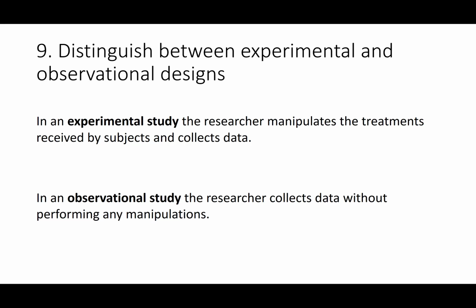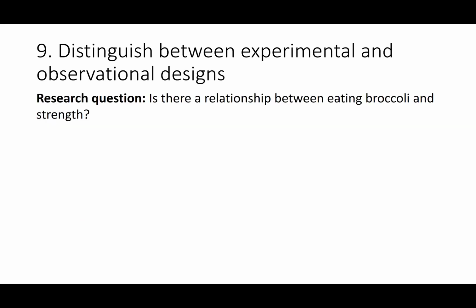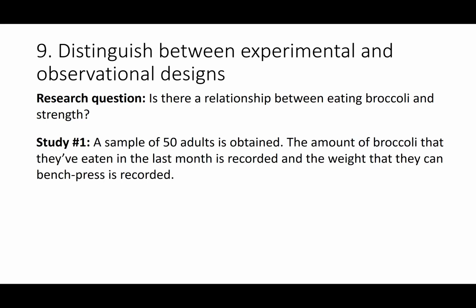Here's an example. We have a research question. Is there a relationship between eating broccoli and strength? In the first study, a sample of 50 adults is obtained, the amount of broccoli that they've eaten in the last month is recorded, and the weight that they can bench press is recorded. In this study, the researchers are not making any manipulations. They're recording how much broccoli the participants have eaten on their own. This is an observational study.